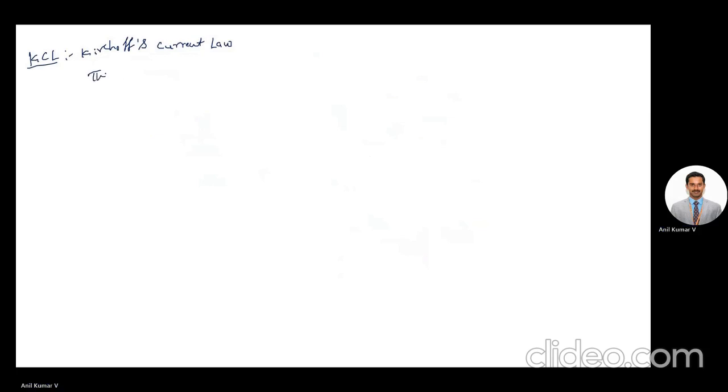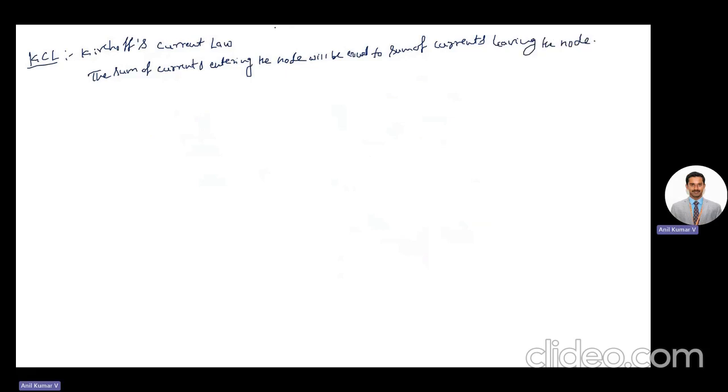It states that the sum of currents entering the node will be equal to the sum of currents leaving the node. So here you can see your Kirchhoff's current law states that the sum of currents entering the node will be equal to the sum of currents leaving the node.